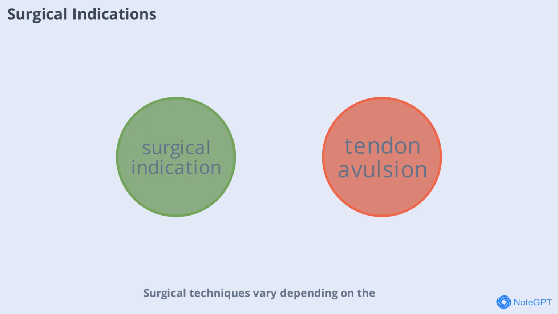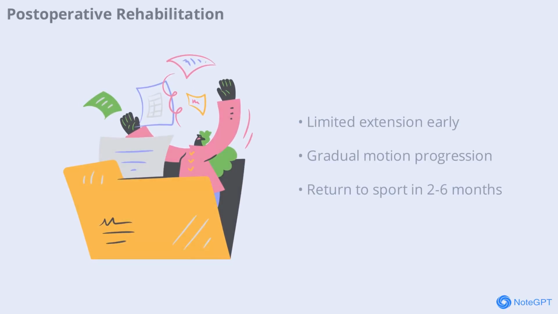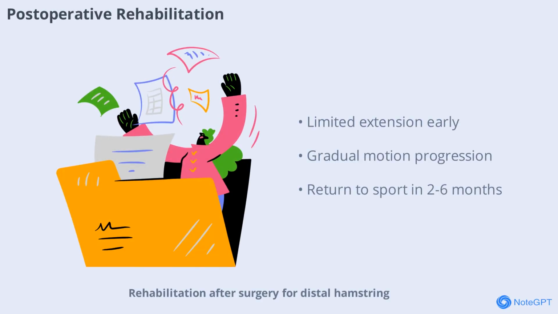Surgical techniques vary depending on the tendon involved and the type of injury, but the goal is always to restore function and stability to the knee. Rehabilitation after surgery for distal hamstring injuries is crucial for successful recovery. Early protocols often limit knee extension to protect the repair, with gradual progression to full range of motion. Physical therapy focuses on restoring strength, flexibility, and function.